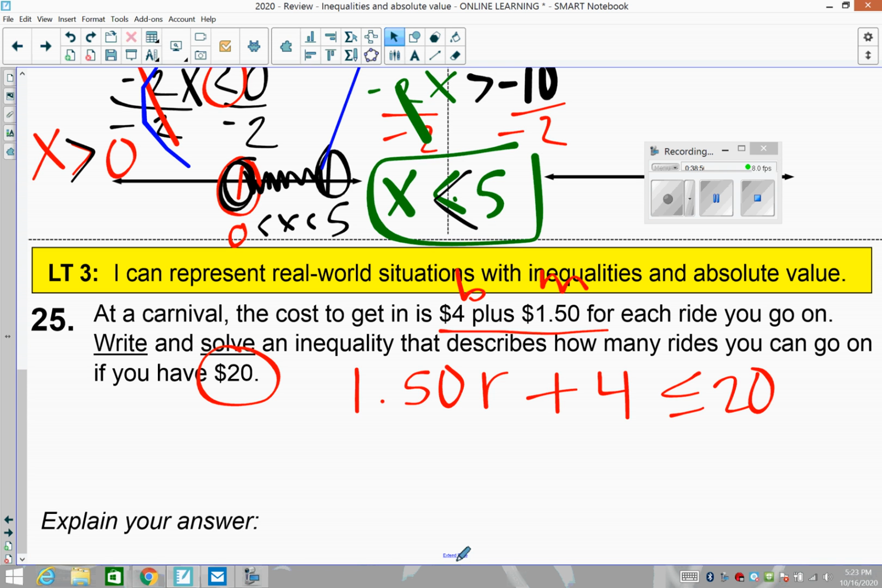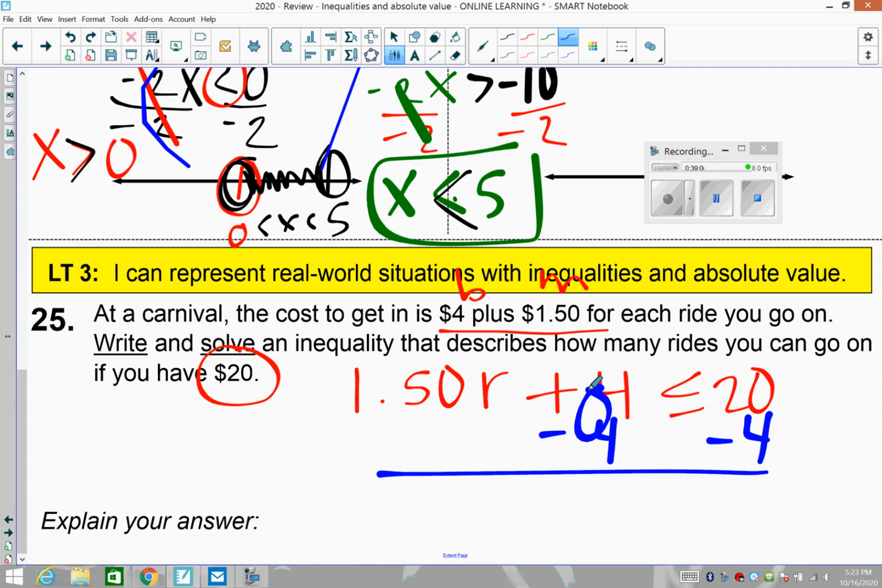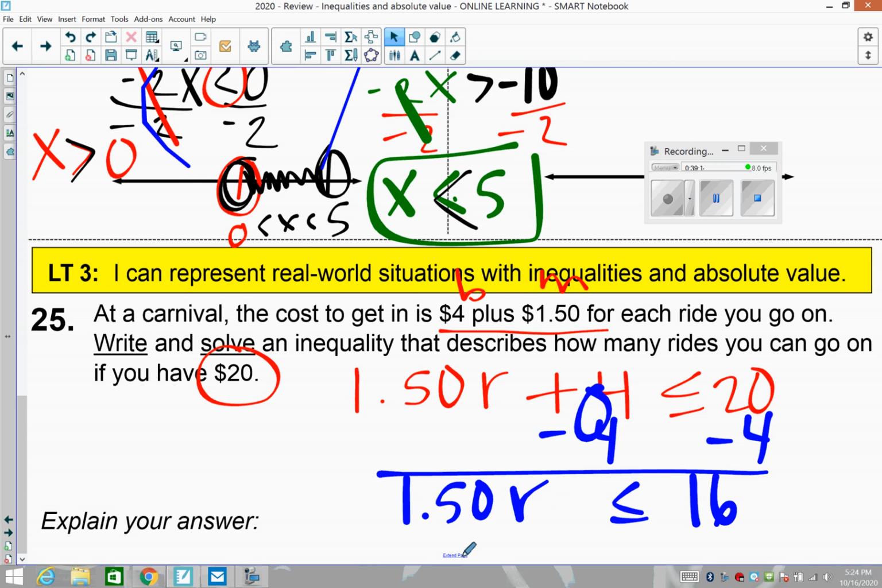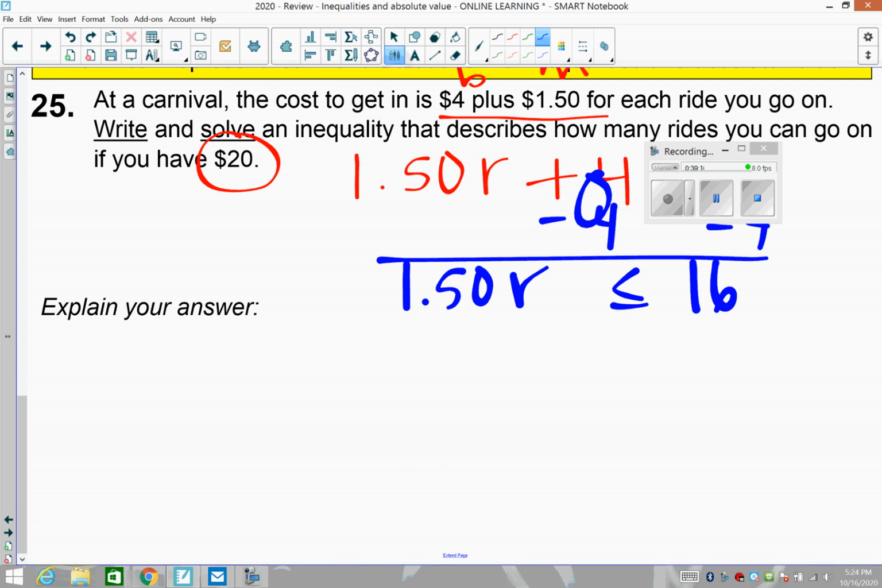So we're going to basically solve that. So step 1 is to write it, and then step 2 is to solve it. So we're going to subtract 4, copy, paste, copy, paste. So $1.50 R is less than or equal to 16. So after you get in, you have $16 left to go on rides. They're $1.50 a piece. So I'm going to divide by $1.50.